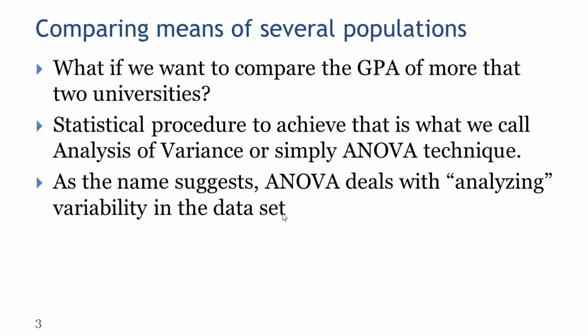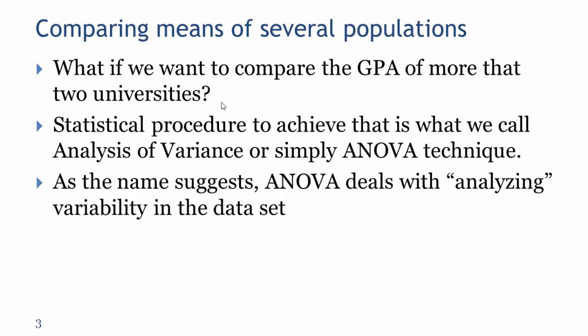Now, the t-test is okay for comparing two population means, but in many practical situations we would like to compare the population means of several populations, more than two. We want to modify the research question to compare the GPA of more than two universities. Suppose we want to compare three universities. So what statistical procedure can be used? In that case, we cannot use a t-test, because a t-test is applicable for comparing two population means only.